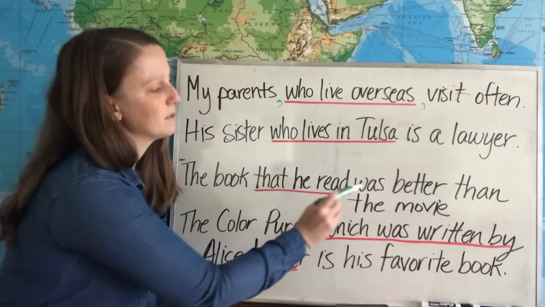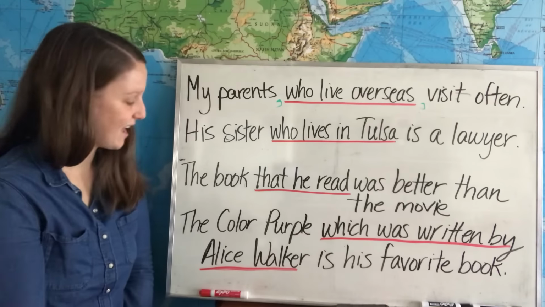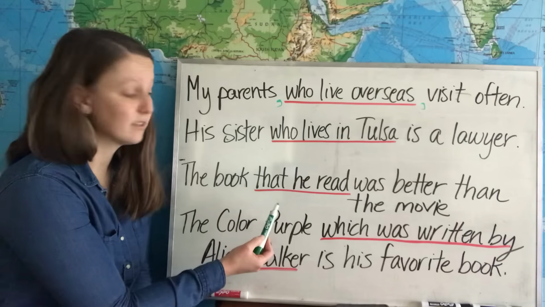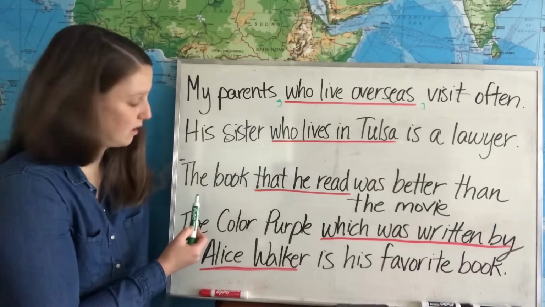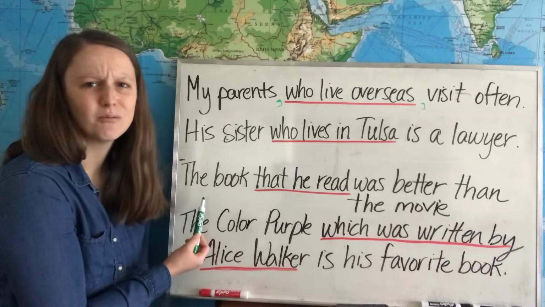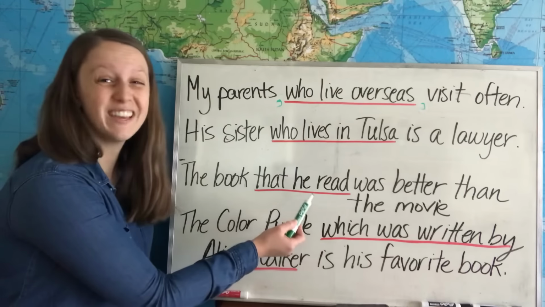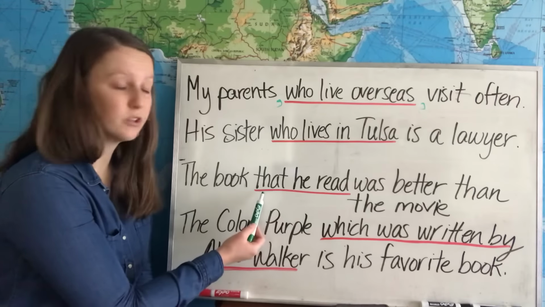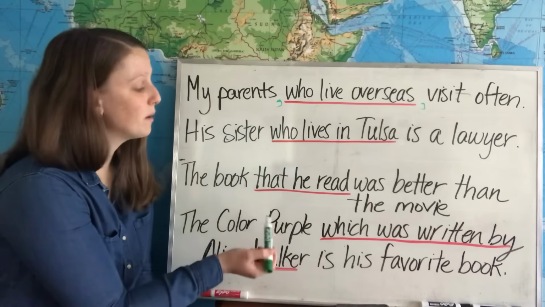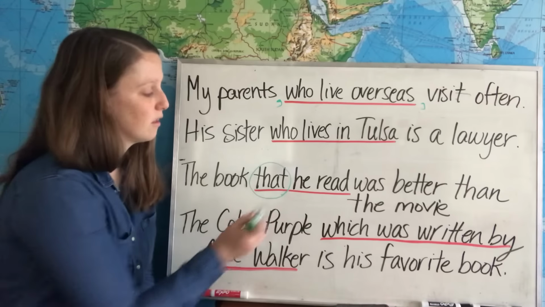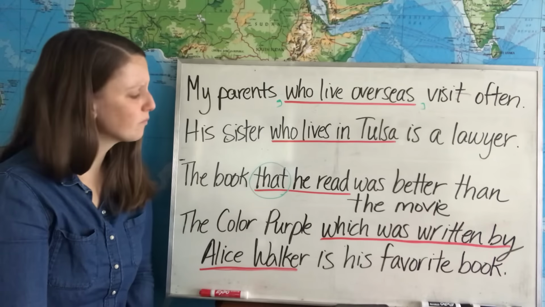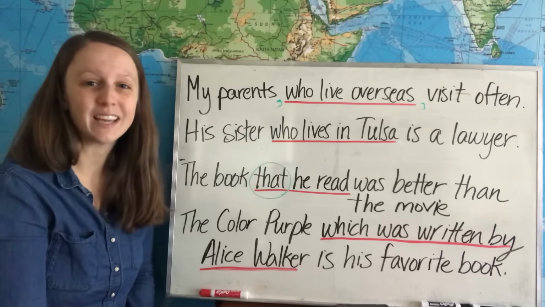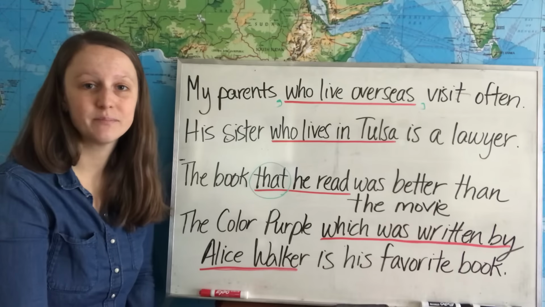The book that he read was better than the movie. In this case, we're using that he read as a restrictive adjective clause describing which book. When we just read the book, we don't know which book. It's the book that he read. This is a restrictive adjective clause. So just like this example, we'll use no commas here. But you'll also notice that we used the relative pronoun that. We can use that in restrictive adjective clauses, but we cannot use it in non-restrictive adjective clauses.